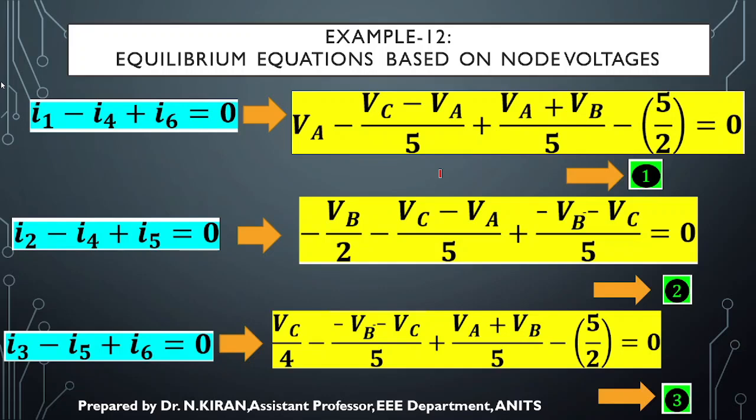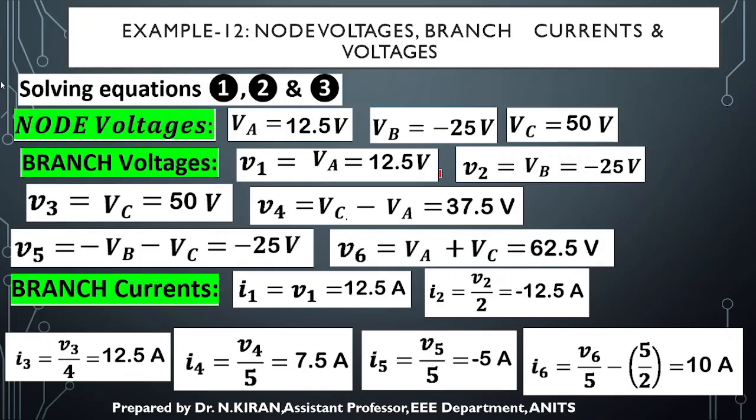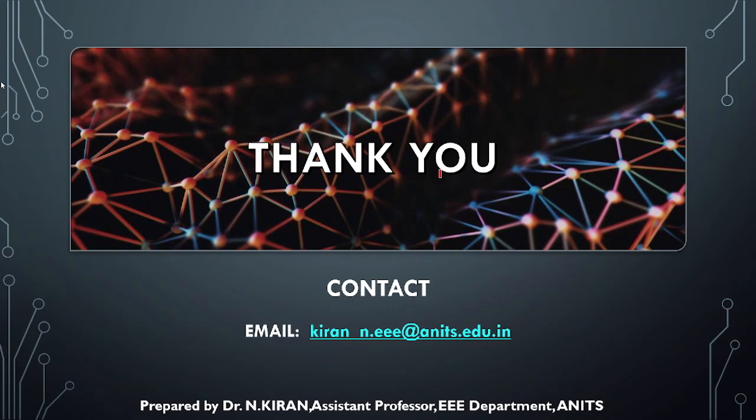All the values that were obtained previously I have substituted in these KCL equations. So I have 3 equations and 3 unknowns. On solving, I'll get my node voltages, and correspondingly branch voltages and branch currents. So this concludes my lecture on the concept of network topology. Thank you.